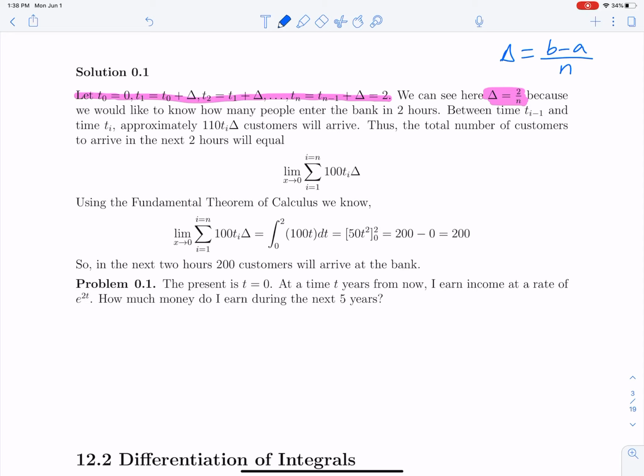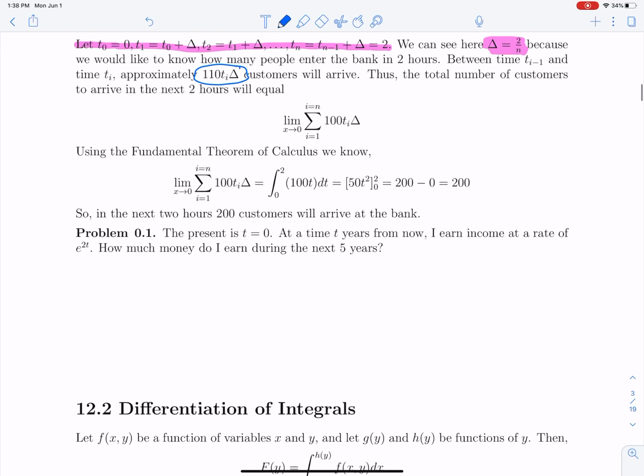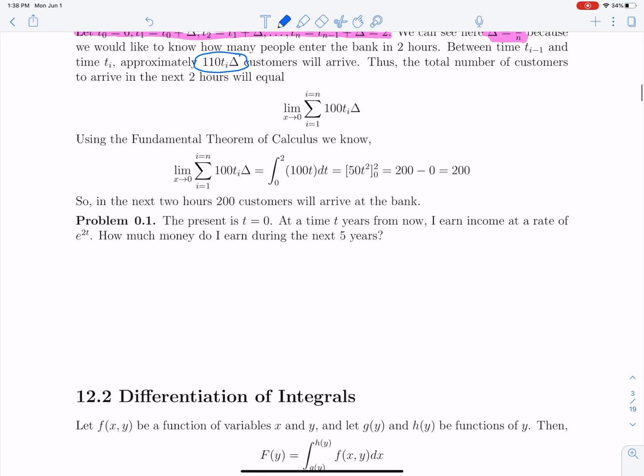So we also need to know that between time t of i minus 1 and ti, this amount of customers enter the building. So we have our summation below as delta goes to 0. We are summing up basically all these little rectangles under our curve of 100t. So using the fundamental theorem of calculus, we can take that summation and put it into the integral. And the only different thing about this is that we have numbers on the integral sign now. That's our time 0, our time 2, our function.